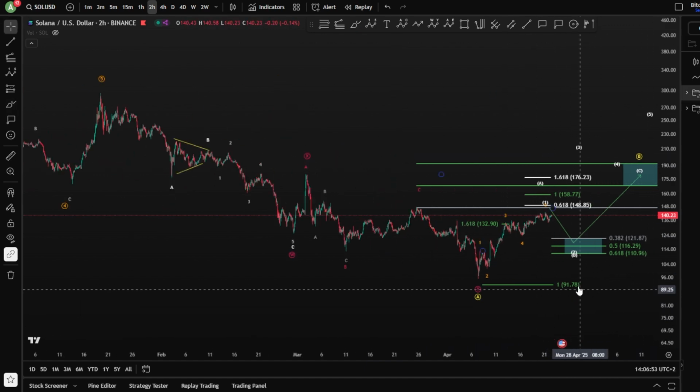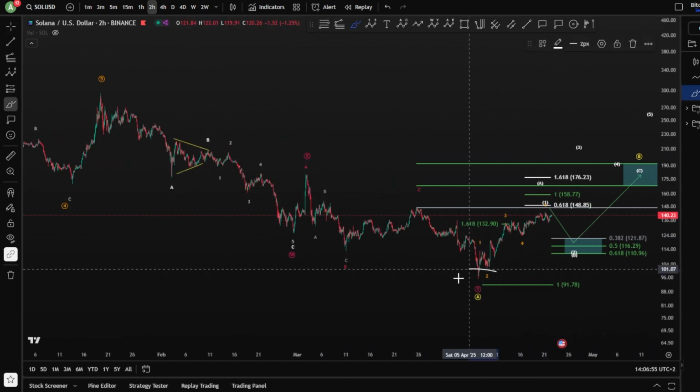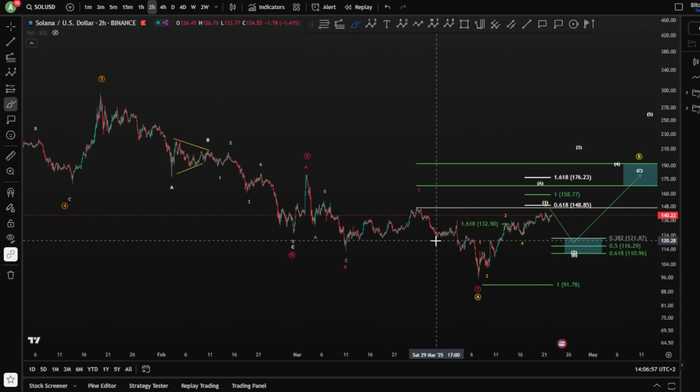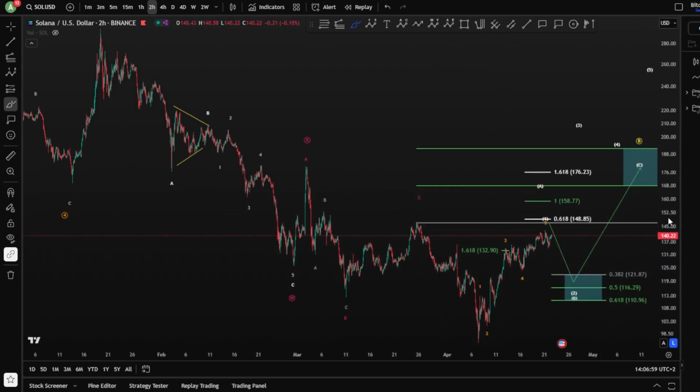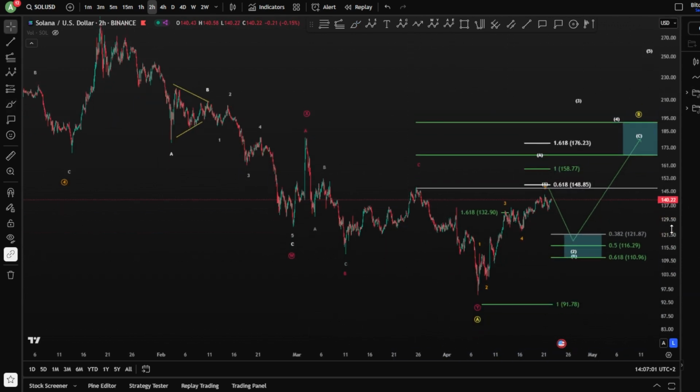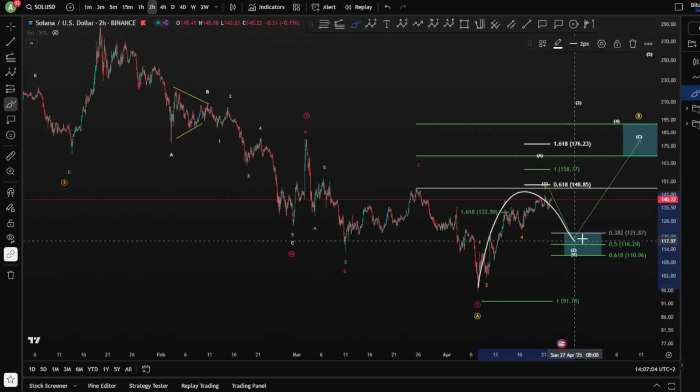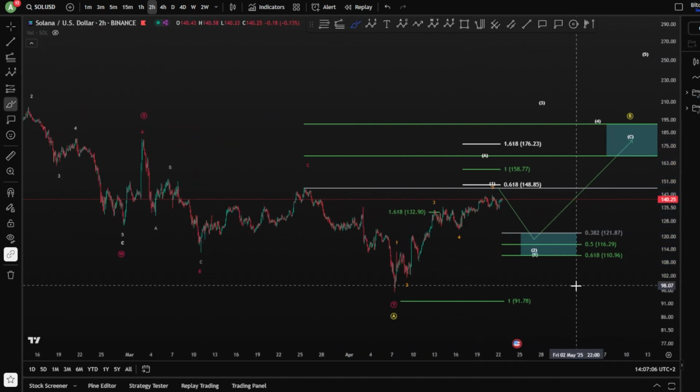And then, of course, we can say that we have bottomed here in the low. Now, that is a potential scenario, that we continue correctively, which is after an A, B, and a C, as we said in this area.